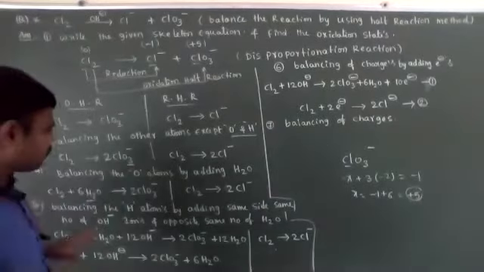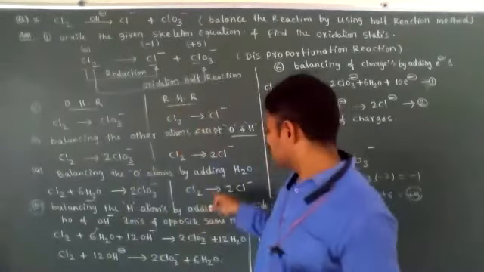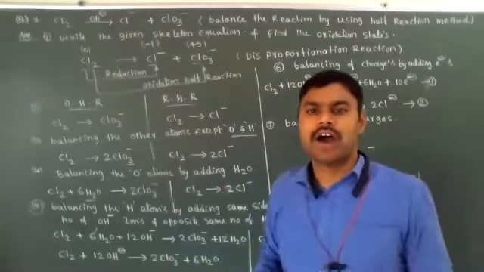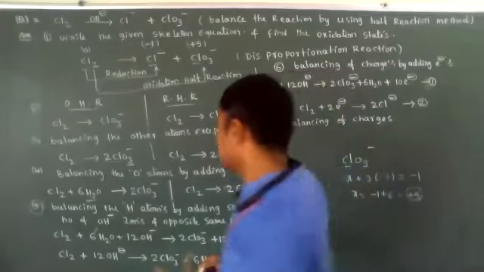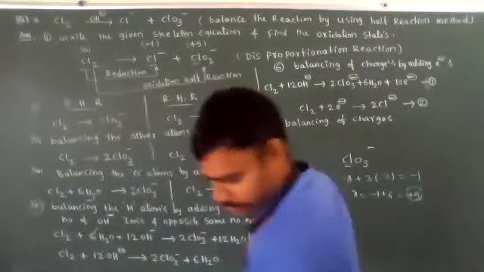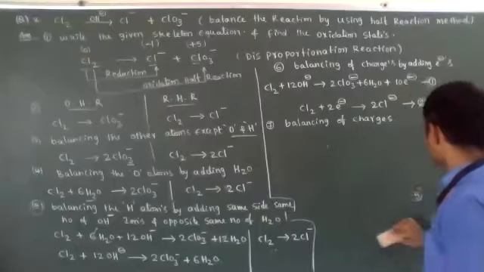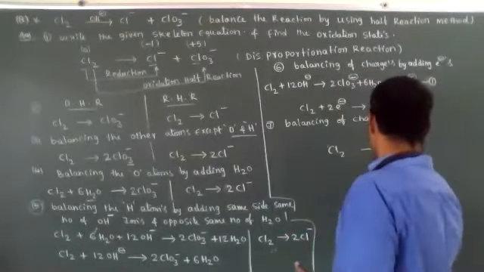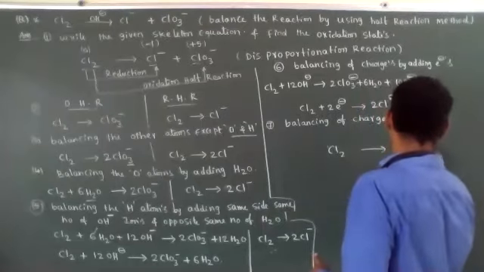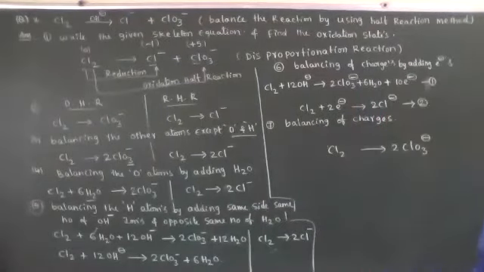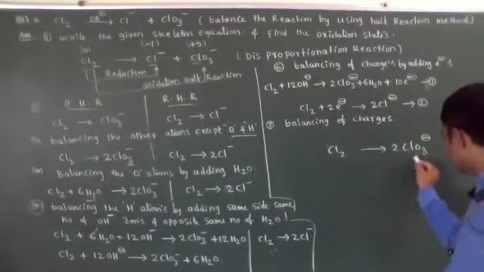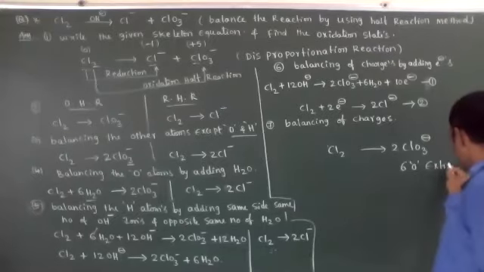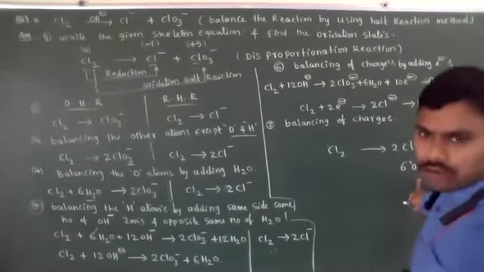Fourth step, what? Oxygen atoms. I need to balance oxygen atoms. The side where fewer oxygen atoms are present, on that side I need to add water molecules. How many oxygen atoms are less? For example, I am taking that step separately. Cl2 is converted into 2ClO3 minus. Now how many oxygen atoms are extra on this side? 6 oxygen atoms are extra. So what do I have to do?